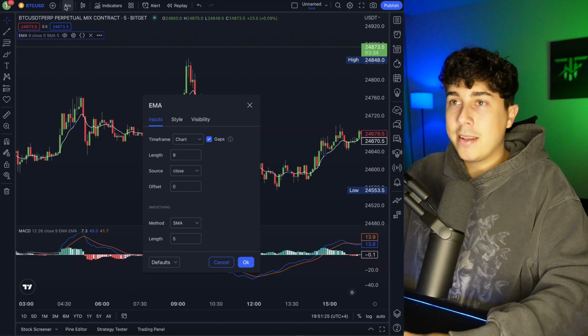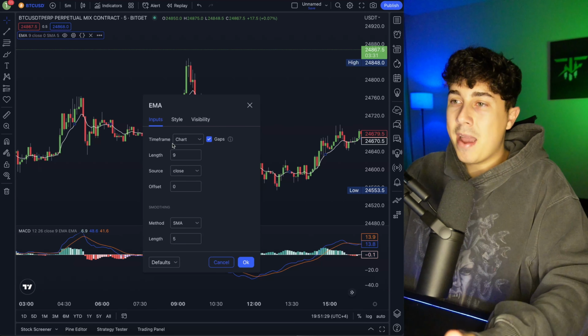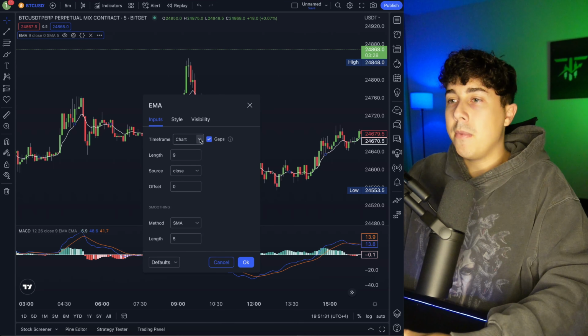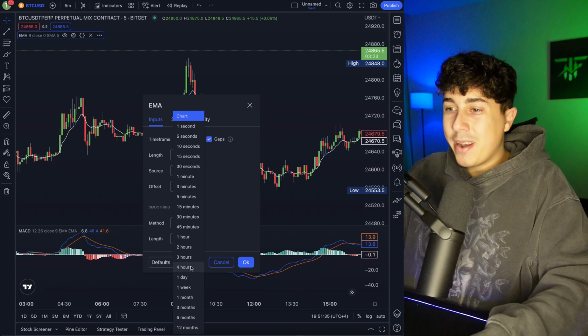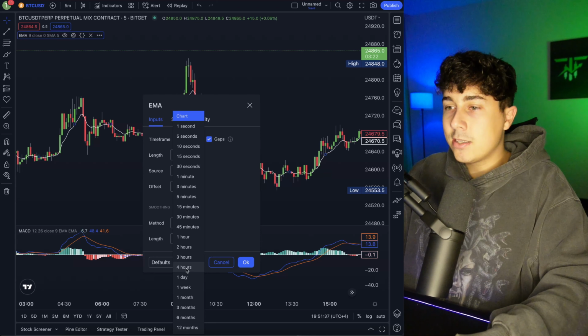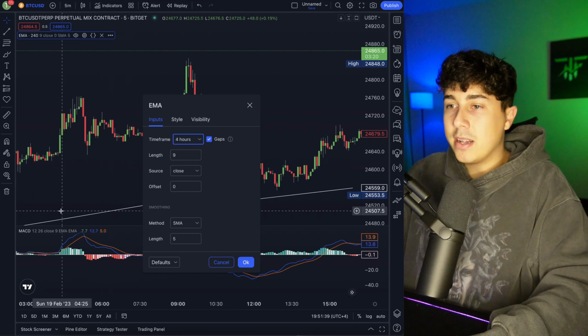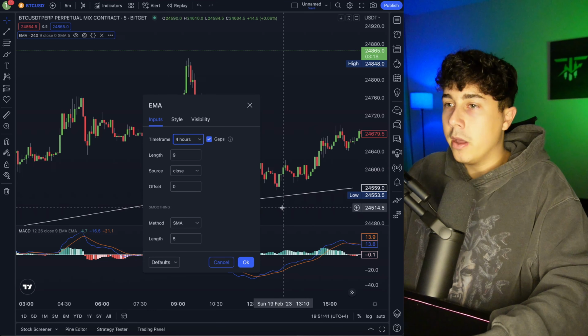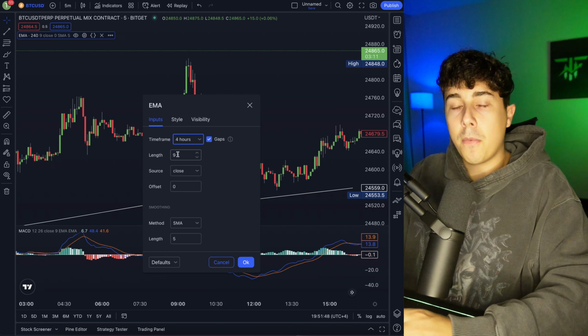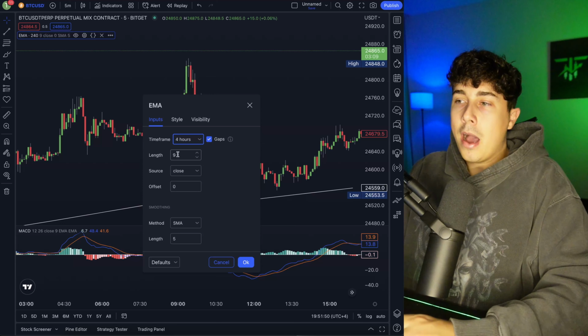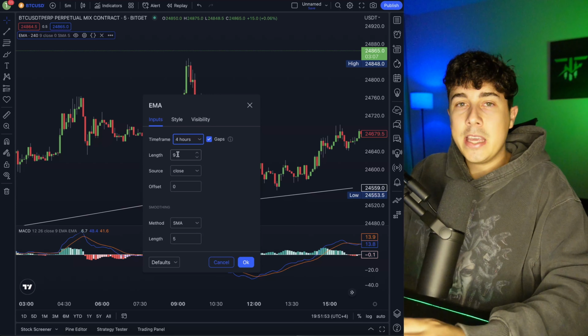So as my time frame is the 5-minute, that means the EMA is now based on the 5-minute time frame. But we want this EMA permanently on the 4-hour time frame. This is why we go here to 4 hours, and now you can see the EMA is directly moving down here. But what is secondly very important is the length, because the length gives you the information about how many candles the EMA is built on.